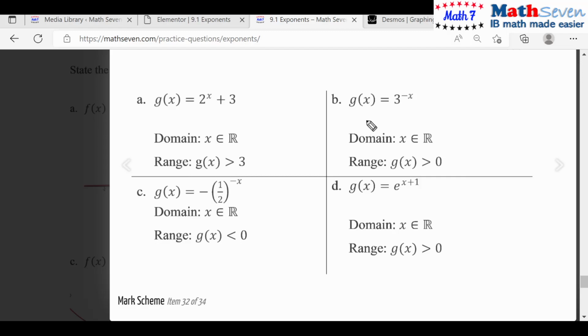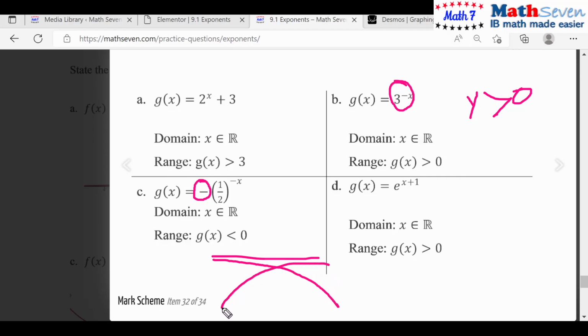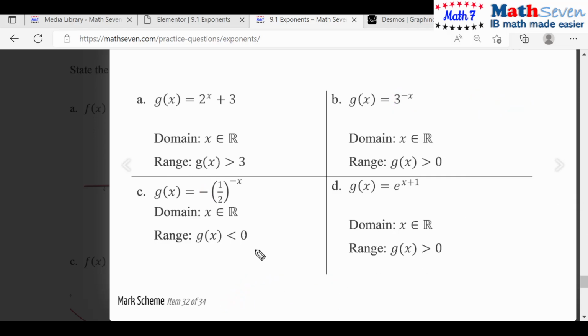Look at part B. It's an exponential function, so the domain is R, since there are no asymptotes restricting it, and the graph is above the x-axis, so y is greater than 0, that's the range. In this one the graph is below the x-axis, going downward, and it doesn't matter in this case: y is less than 0. In this one there is no minus, so it's above the x-axis, that's why g of x, or y, is greater than 0, the range. Okay, done.